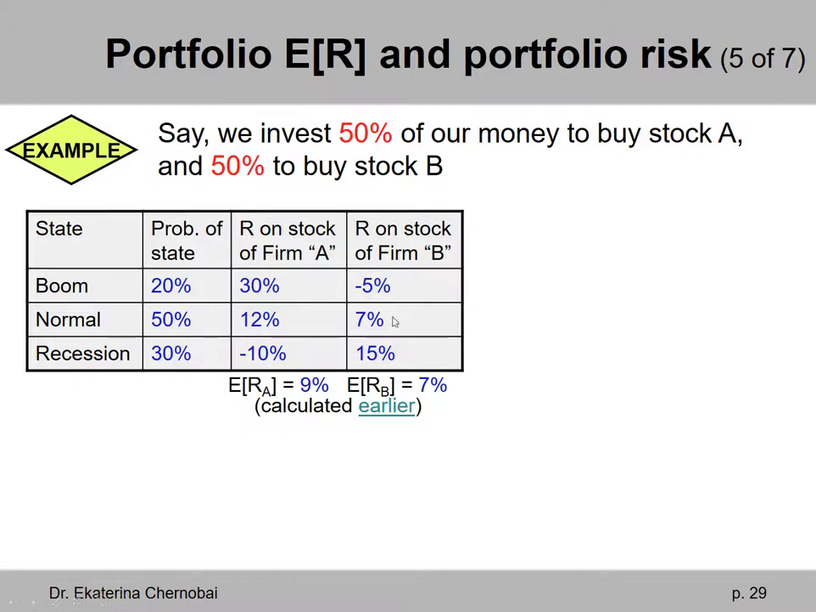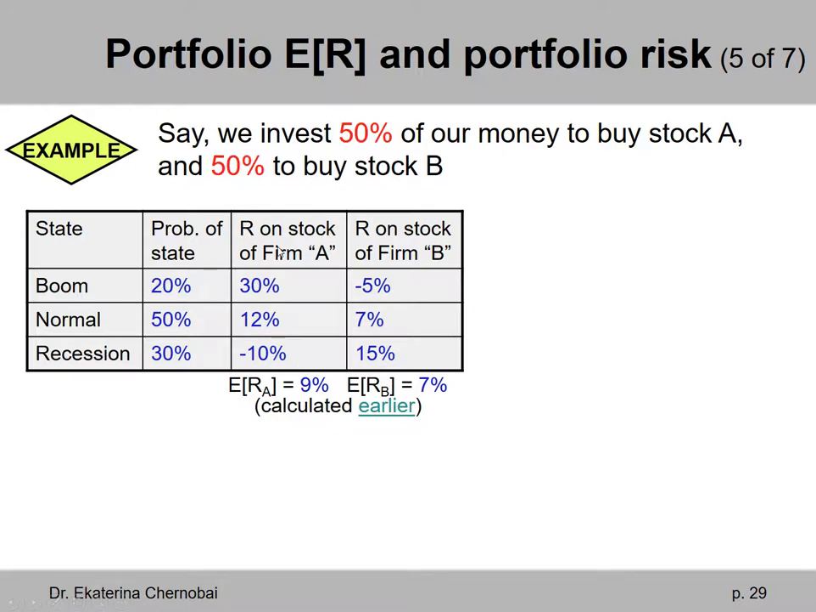Then let's look at the same exact information that we had on one of the earlier slides in this chapter, where we were comparing stock A and stock B. So we have three states of the economy: boom, normal, recession. The probabilities of them are 20%, 50%, and 30% respectively. The return on firm A stock is 30% in boom, 12% in normal, minus 10% in recession, and the return on stock B is minus 5% in boom, 7% in normal, 15% in recession.